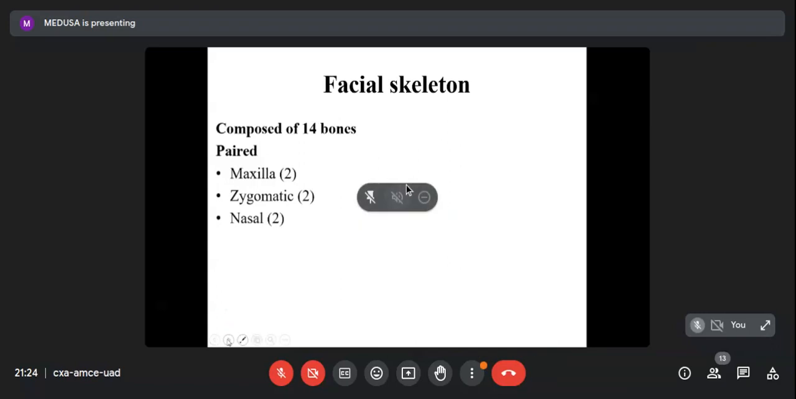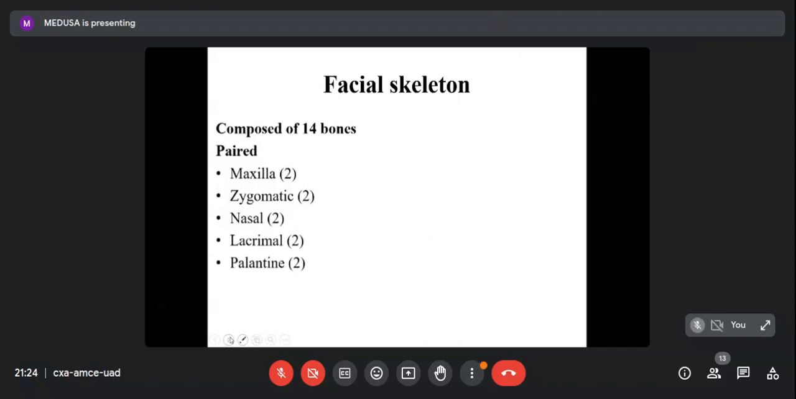Then we have the nasal bones. These ones make up your nose. The root of your nose is made up by the bones called the nasal bones. Very high yield to know these ones. And we have what we call the lacrimal bone. This one is a bit hard to see, but it's a bit inside, rather underneath the nose, to be precise, somewhere there.